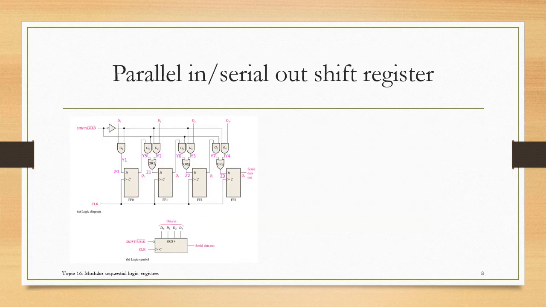This graph shows a parallel in, serial out shift register. So basically we have two functions here. First we need to be able to load the data in parallel, which means it only costs 1 clock cycle to load the data. So this time 1 clock to store the data, and we need 4 clocks to read the data out.